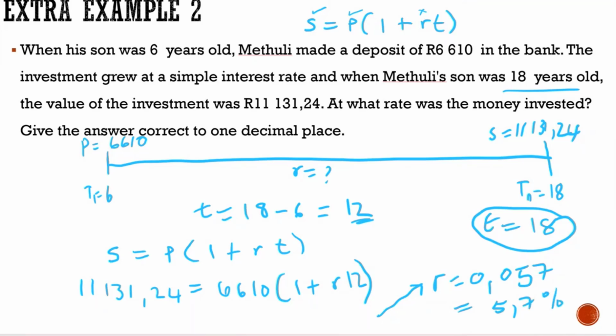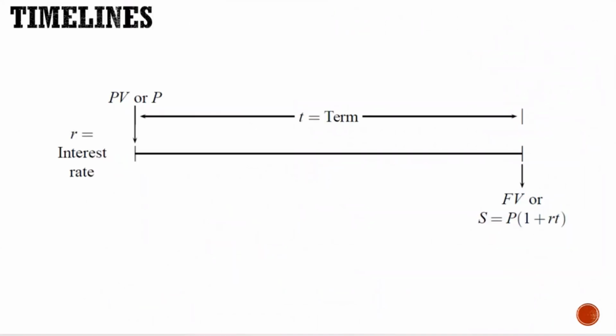So the timelines are very important. When there's too much story that is difficult for you to understand, write the timeline. Okay, so the timeline is something that looks like this, especially for simple interest. You start with your present value, there's one term, and then the formula, which gives your future value. We do this even for discount, and we do this even for compound interest.